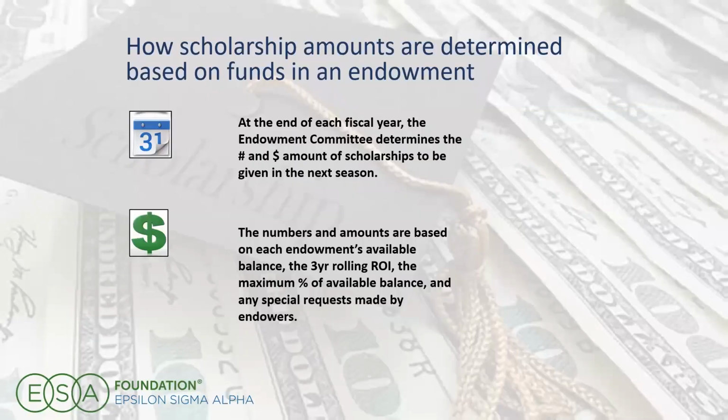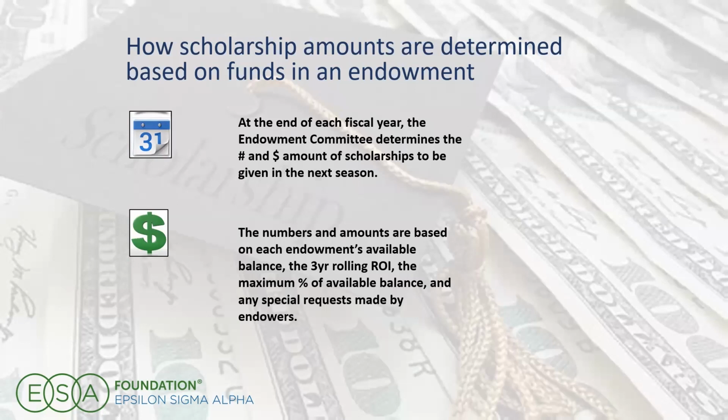All right. So let's talk for a moment about how scholarship amounts are determined based on funds that are in an endowment. At the end of each fiscal year, the endowment committee determines the dollar amount and the number of scholarships to be given in the next season. These figures are then presented to the board for discussion and vote approval.